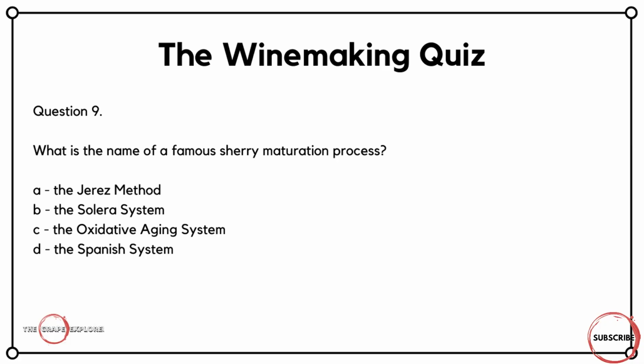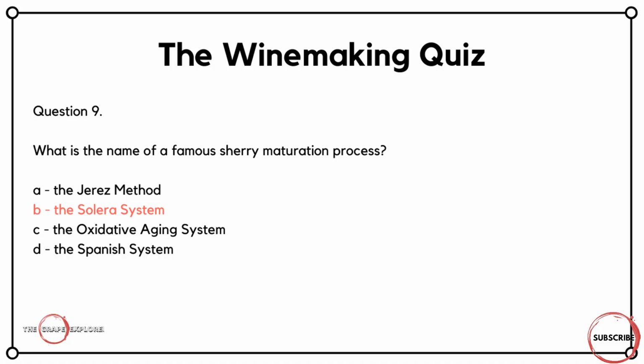Now we're going to move on to sherry and a production method that's very specific to sherry. So what is the name of a famous sherry maturation process? Is it A, the Jerez method? Is it B, the Solera system? Is it C, the oxidative aging system? Or is it D, the Spanish system?